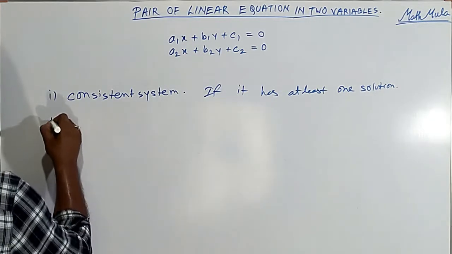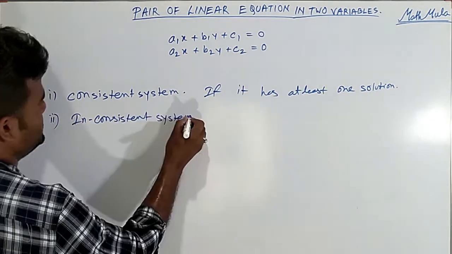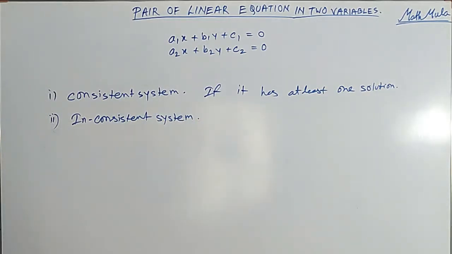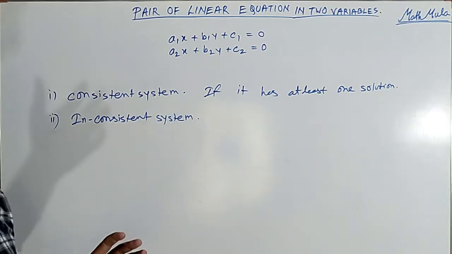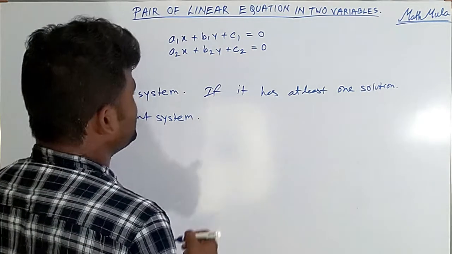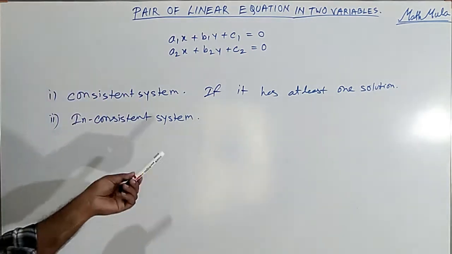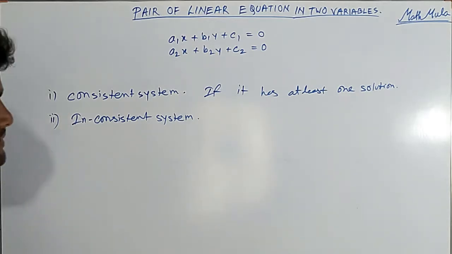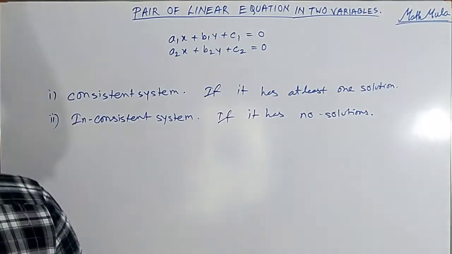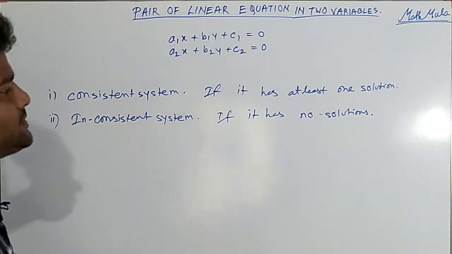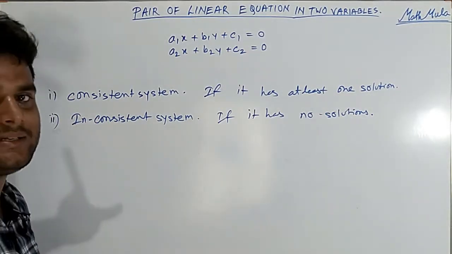Now the second type is the inconsistent system. Now what is an inconsistent system? If a system of a pair of linear equations has no solution, then the system is called an inconsistent system. So it has no solutions. If it has no solution, then the system of linear equations is called an inconsistent system.